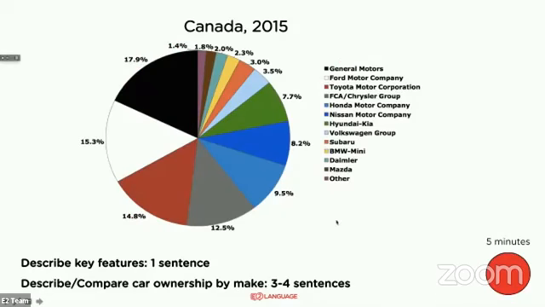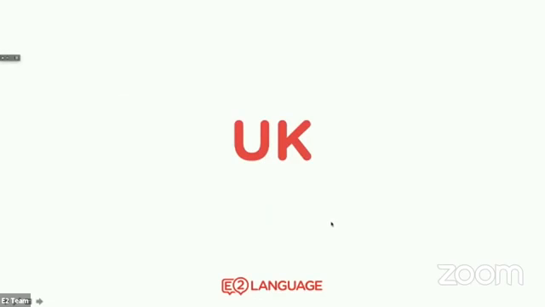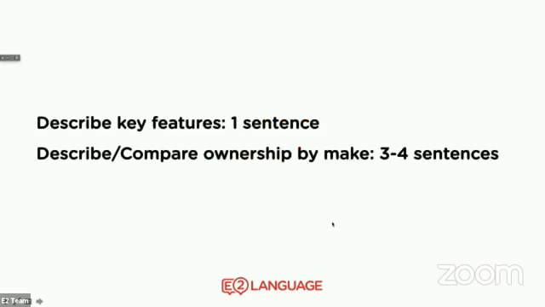So let's try this again with the final paragraph, which is the UK. We want to describe the key features in a single sentence. That's our topic sentence, what you first notice about the pie, and also try and connect it back to the USA and Canada. I'll show you in a second. Then we want to describe and compare ownership by car type or car make in 3 or 4 sentences.